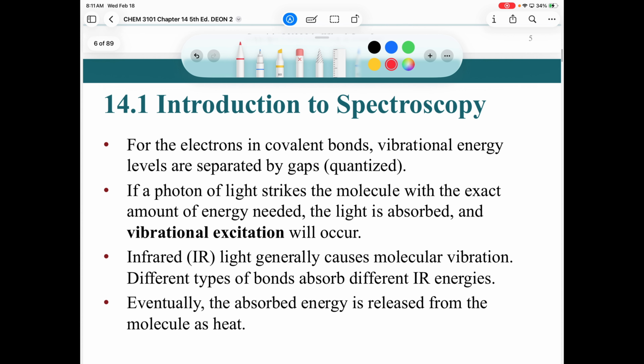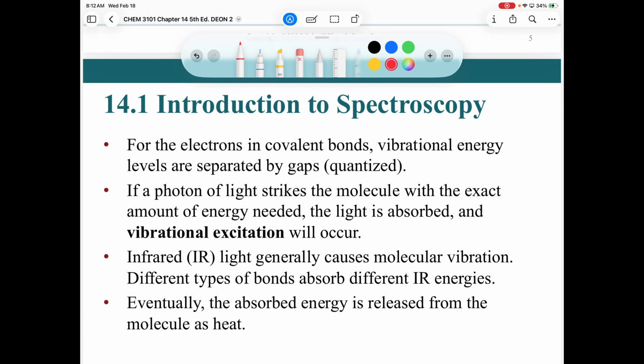So for electrons and covalent bonds, like I just said, vibrational energy levels are separated by gaps. We say they're quantized, right? It's like this. The electron is at this energy level, close your eyes, open them. Now it's at a higher energy level. It was never in between the two. Now if you peeked, you'd say, I saw you move it. Well, on the quantum scale, it's never in between the two. It just goes from one to the other.